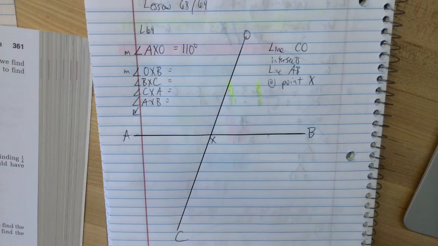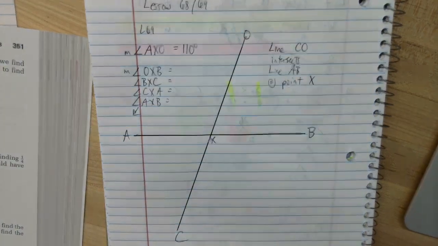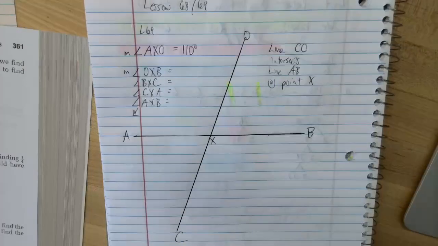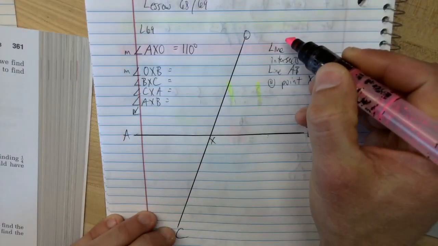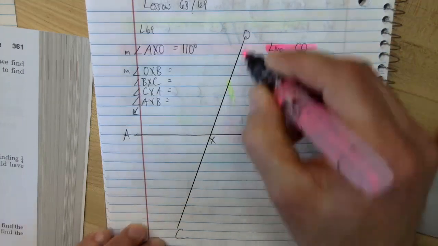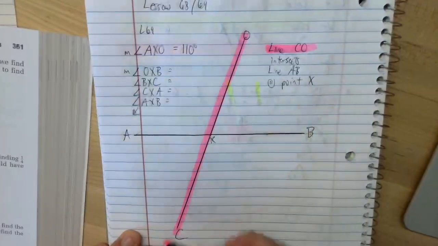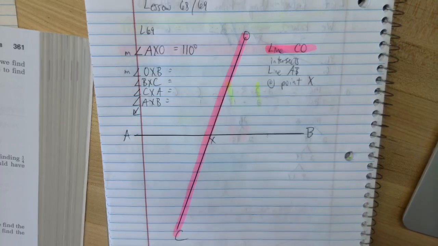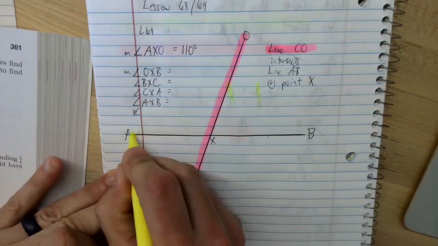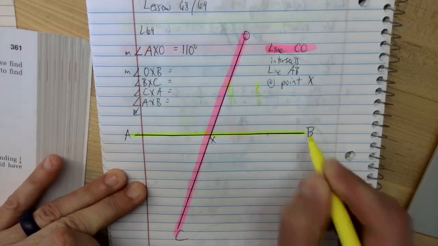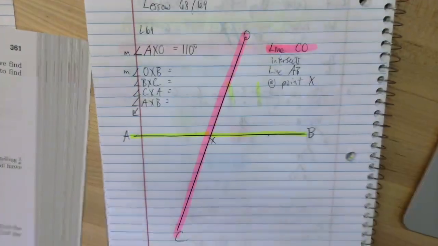A picture's worth 1,000 words, probably more in math. So, line CO, let's break out the colors. Does OXB equal 60? No. It's really close though. And then here's line AB. And what does intersect mean? It means they cross.